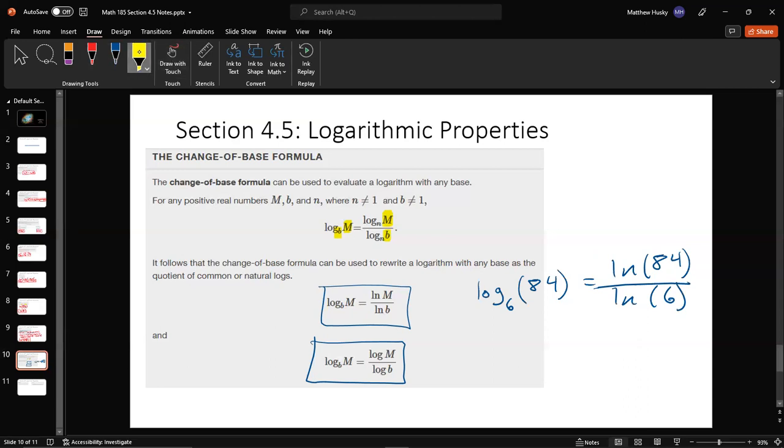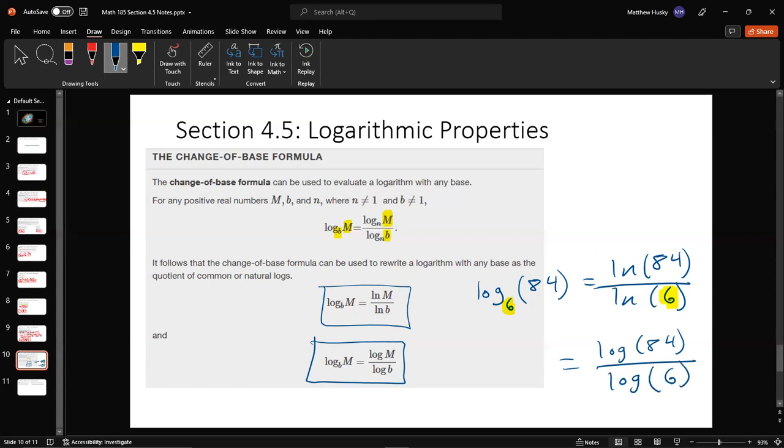And the way I always remembered this is that the little 6 is on the bottom, so the 6 goes on the bottom. That's the thing that's in the denominator. And instead of ln, it would also work the same if you did log 84 divided by log of 6. Those would both give you the same answer.